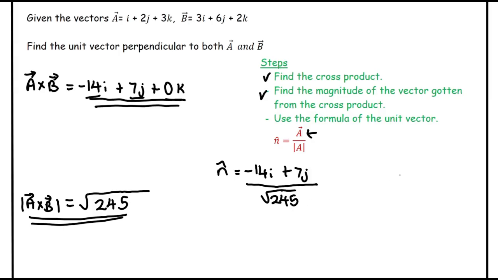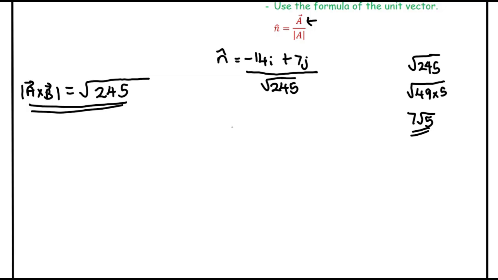Now let's write the square root of 245 as the square root of 49 times 5. Then it becomes 7 square root 5. Now you'll see the reason why I've written it like this in just a minute. So this becomes negative 14i plus 7j over the square root of 245. We've changed it and written it as 7 square root 5.